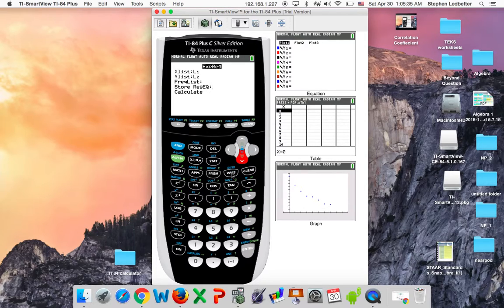Again, just like we did the correlation coefficient, we're going to hit vars. We're going to go to Y-vars. Hit enter for function. Hit enter for Y1 because that's where we want our equation. You see, that's where it's telling us. And then we're going to go down one more, and we're going to hit calculate. Now, it's calculating for us.